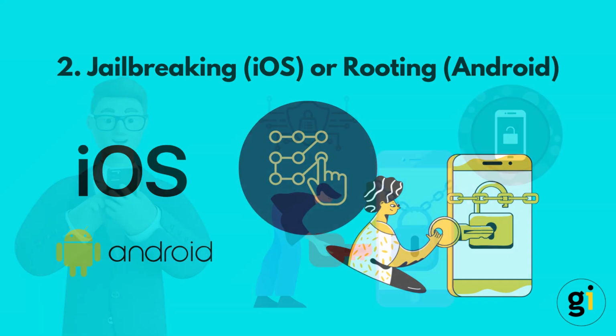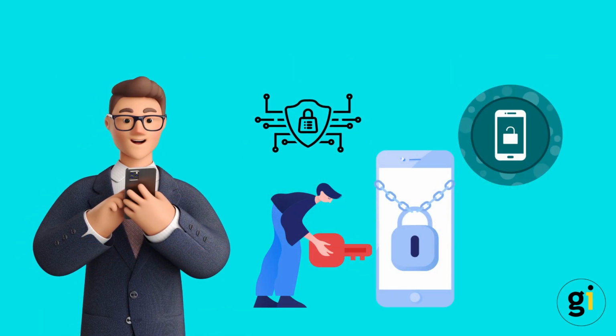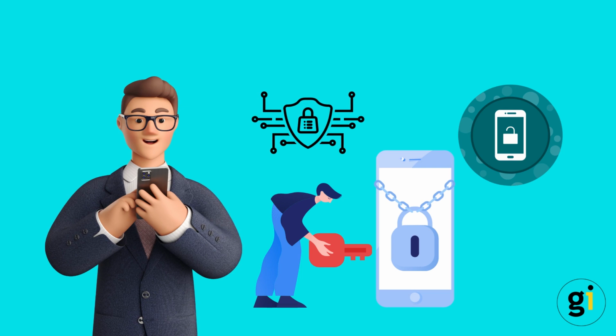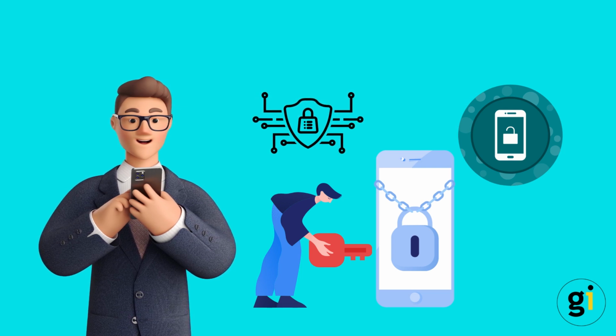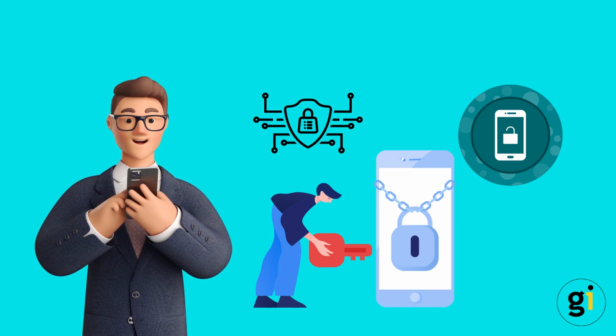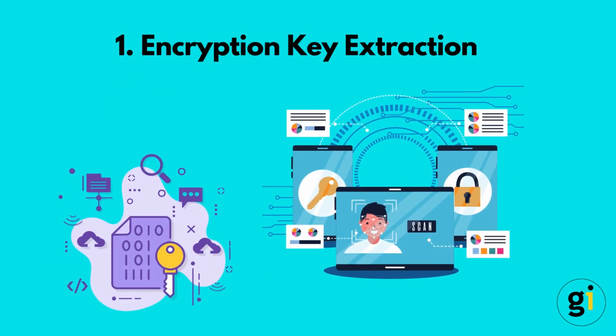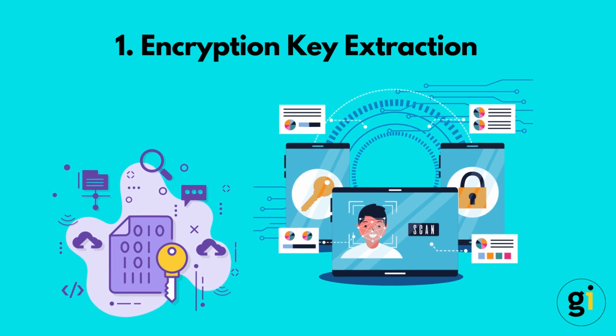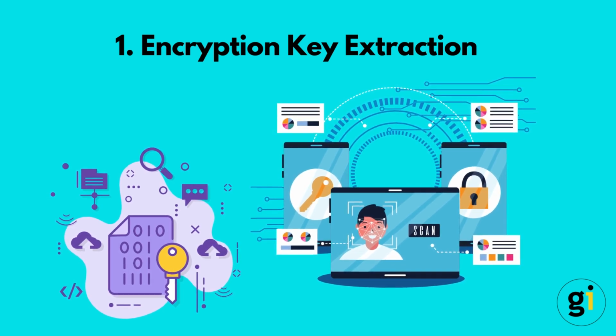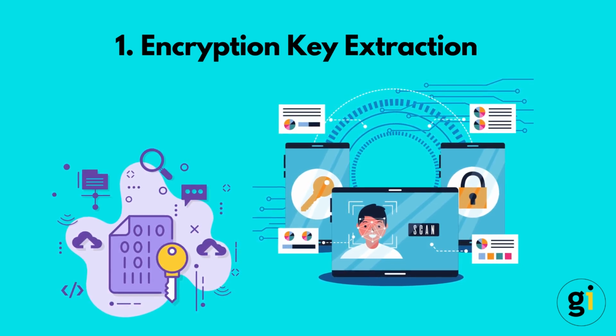Now, let's explore the analysis of encrypted data on mobile devices. Encryption is commonly used to protect sensitive data on mobile devices. To analyze encrypted data, forensic investigators employ various techniques, such as 1. Encryption key extraction. This involves extracting encryption keys from the device's memory, file system, or encryption-specific databases. The extracted keys can then be used to decrypt the encrypted data and gain access to its contents.